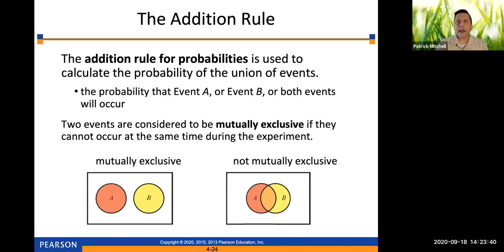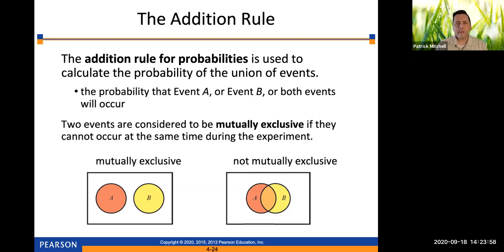There is a shorter way to do that problem, which is called the addition rule for probabilities. That's used to calculate the probability of the union of events, which is the probability that event A or event B or both events occur.